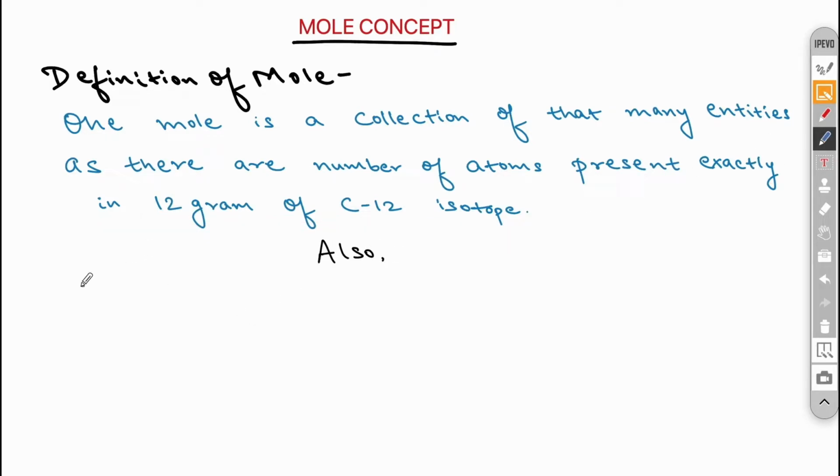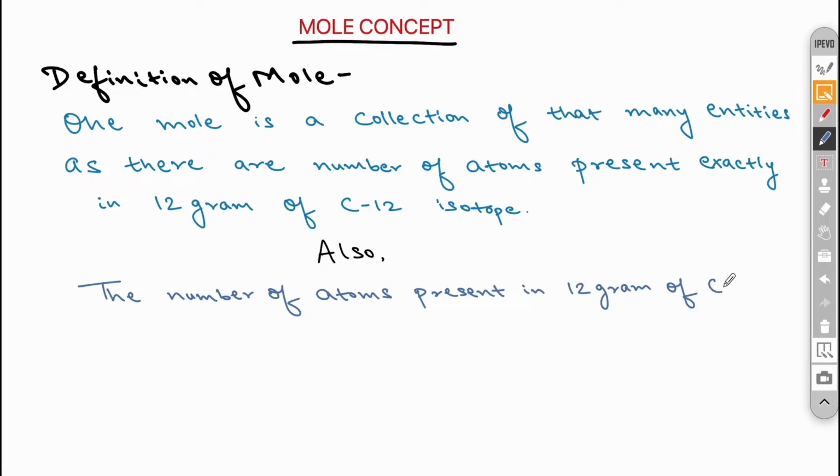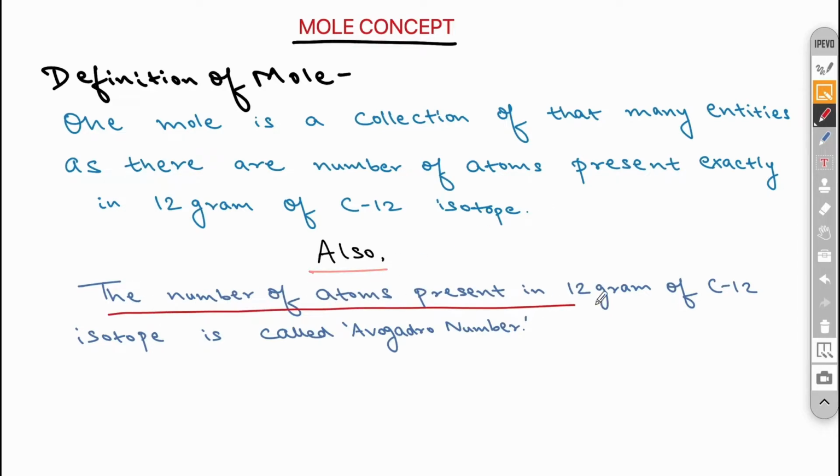Also, we'll write that the number of atoms present in 12 gram of C12 isotope is called Avogadro number. Avogadro number is generally denoted by Na or even N naught. So the number of atoms present in 12 gram of C12 isotope is Avogadro number, which is denoted by Na.